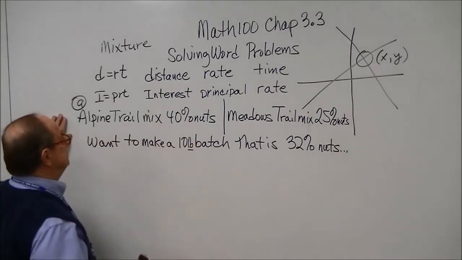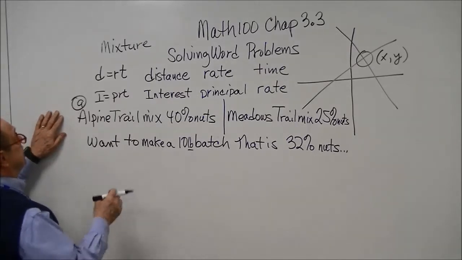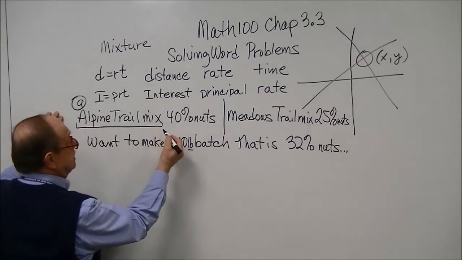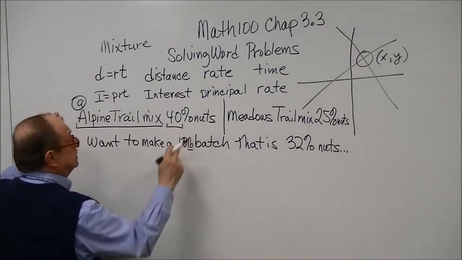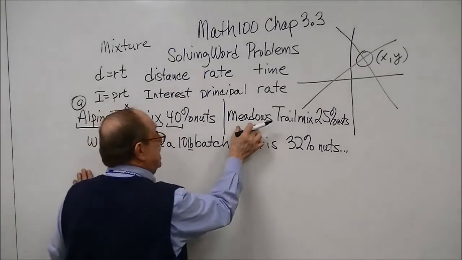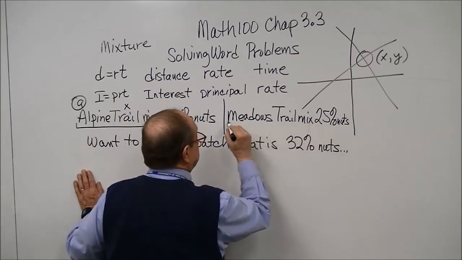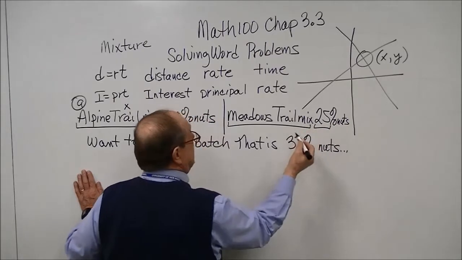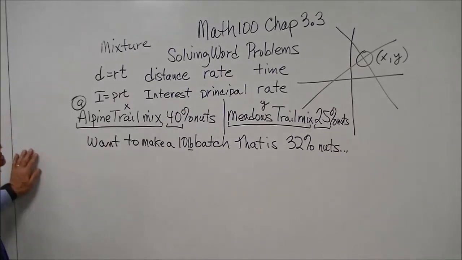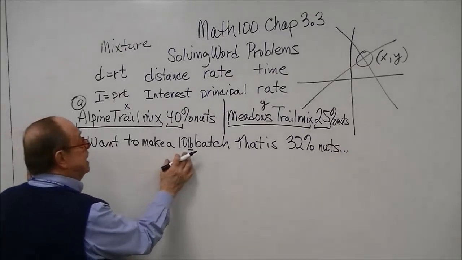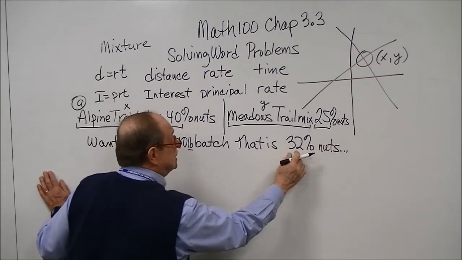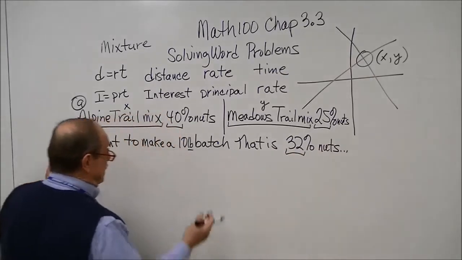Again, I've shortened this a little bit, but the crucial parts are, for number 9, we have an alpine trail mix, which is 40% nuts. We're going to call this X. We have a meadows trail mix that is 25% nuts. We're going to call that our Y. And what we want to do is to make a 10-pound batch that is 32% nuts. So how much of each?